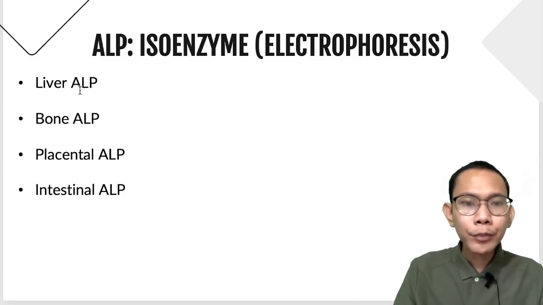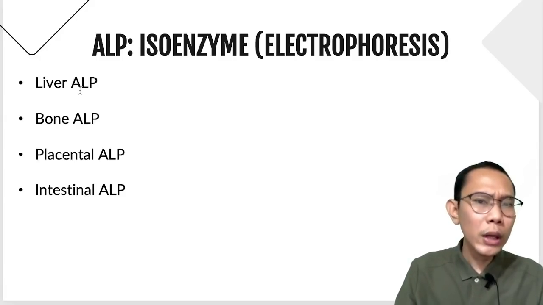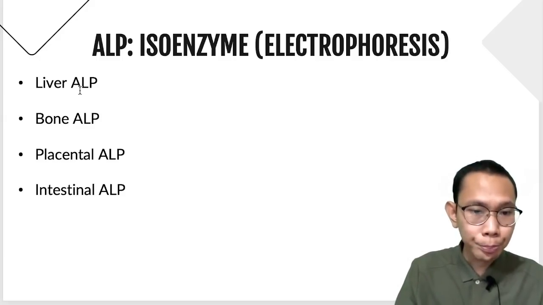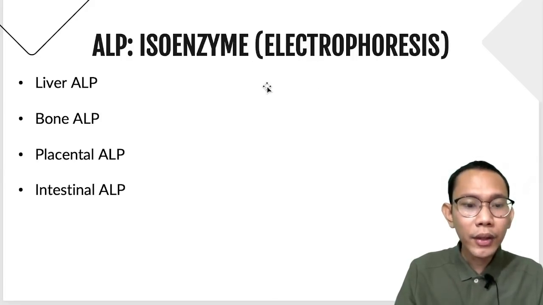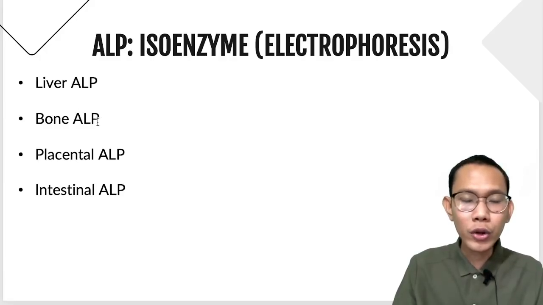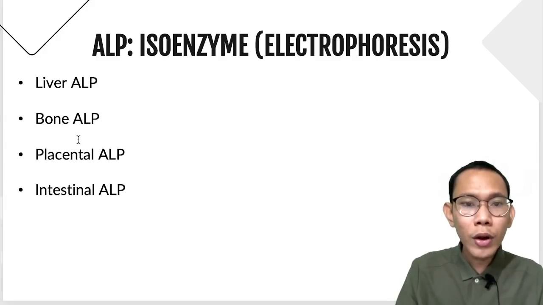So therefore, there is another technique naman wherein your electrophoresis will be combined with another methodology. It could be an immunochemical method. Kasi nga, again, remember, in electrophoresis, there is an overlap between your liver and bone. So remember that. There is an overlap between your liver and bone. Sige lang, i-discuss natin to isa-isa.